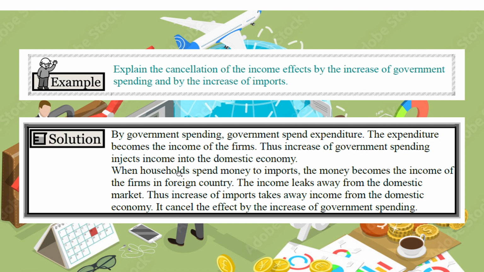When households spend money to import, the money becomes the income of the firms in a foreign country. The income leads away from the domestic market, so the increase of imports takes away more income from the domestic economy. It cancels the effects of the increase of government spending. So just say government spending increases, imports decrease, so they cancel each other.